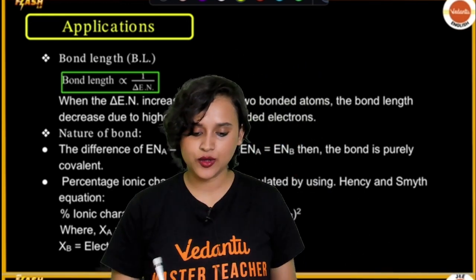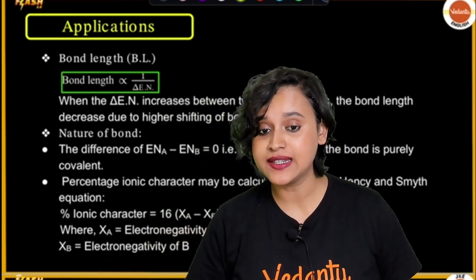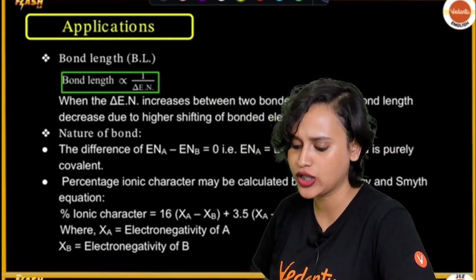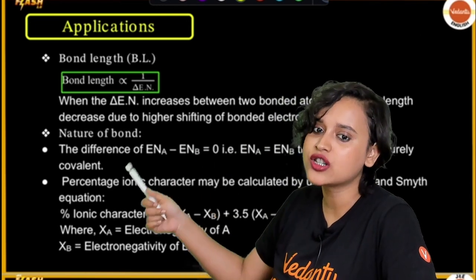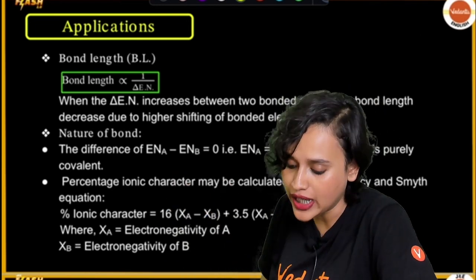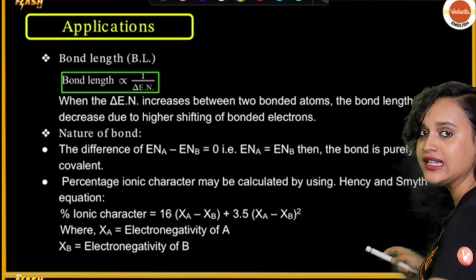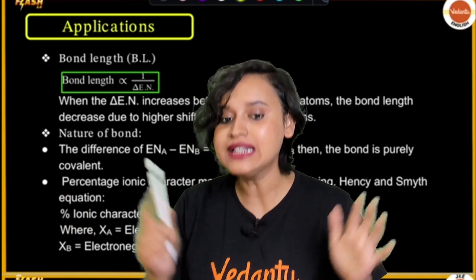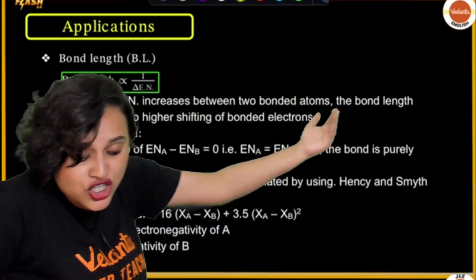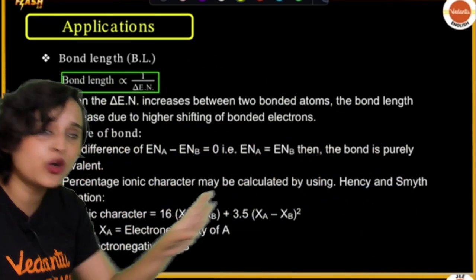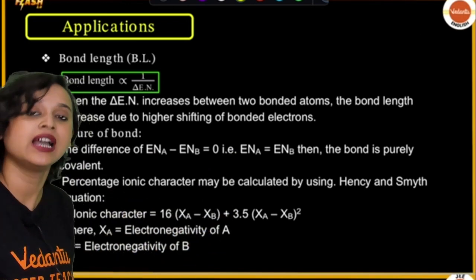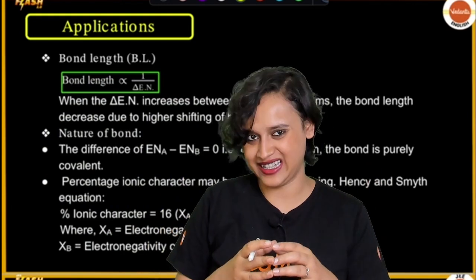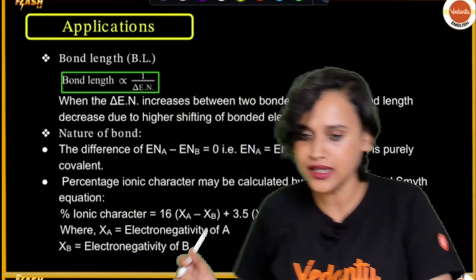All right. As I was telling you, one application is that bond length can be calculated. How do we calculate bond length? The bond length is inversely proportional to electronegativity. When the electronegativity increases between two bonded atoms, the bond length decreases because of a higher shifting of the bonded electrons. Obviously, the bonded electrons will shift, isn't it? And that is why the bond length decreases, right?